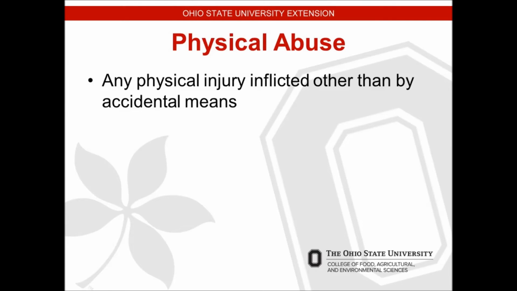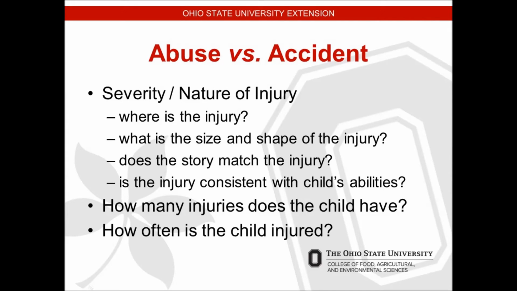Physical abuse is any physical injury inflicted other than by accidental means. So as we take a look at the difference between abuse versus accident, we have to think about severity or the nature of the injury. Where is the injury? What is the size and shape of the injury? Does the story match the injury? Is the injury consistent with the child's abilities? Also, how many injuries does the child have? As well as how often is the child injured?